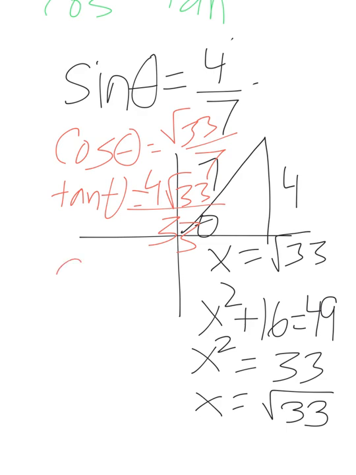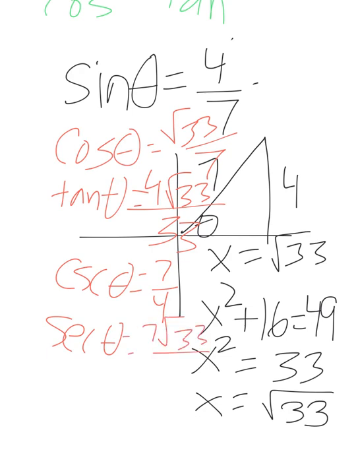Reciprocal of sine is cosecant, so cosecant would be 7 over 4. The reciprocal of cosine is secant, so 7 over root 33, or 7 root 33 over 33. And then the reciprocal of tangent is x over y, so it's cotangent, and that would be root 33 over 4.